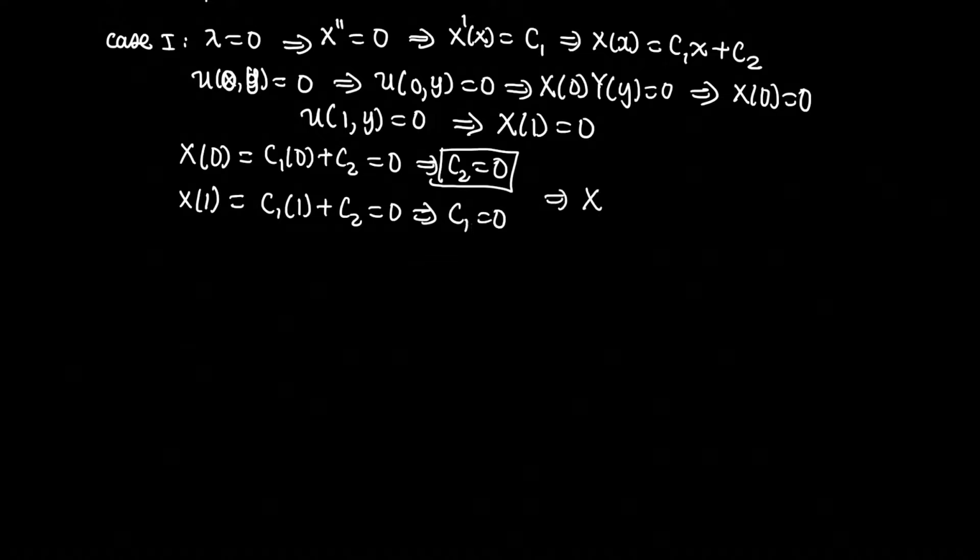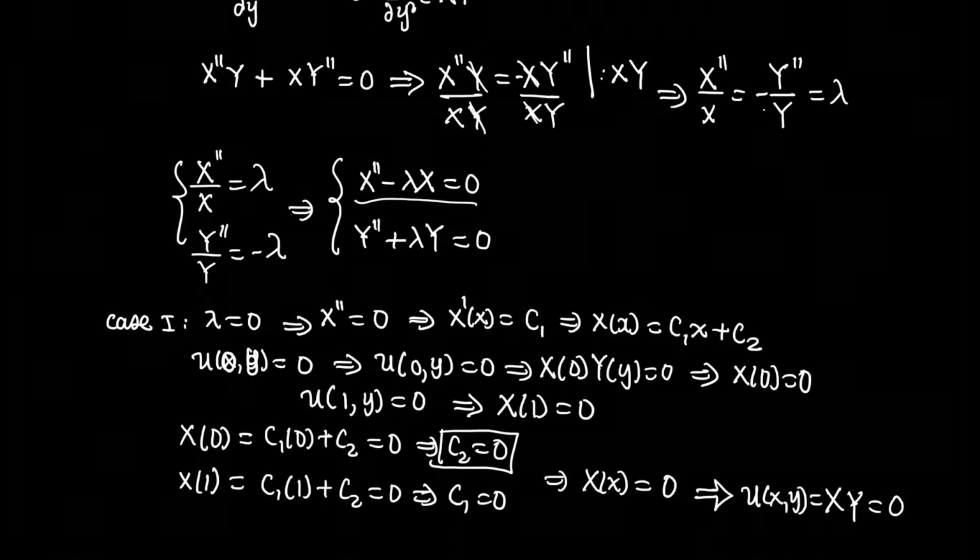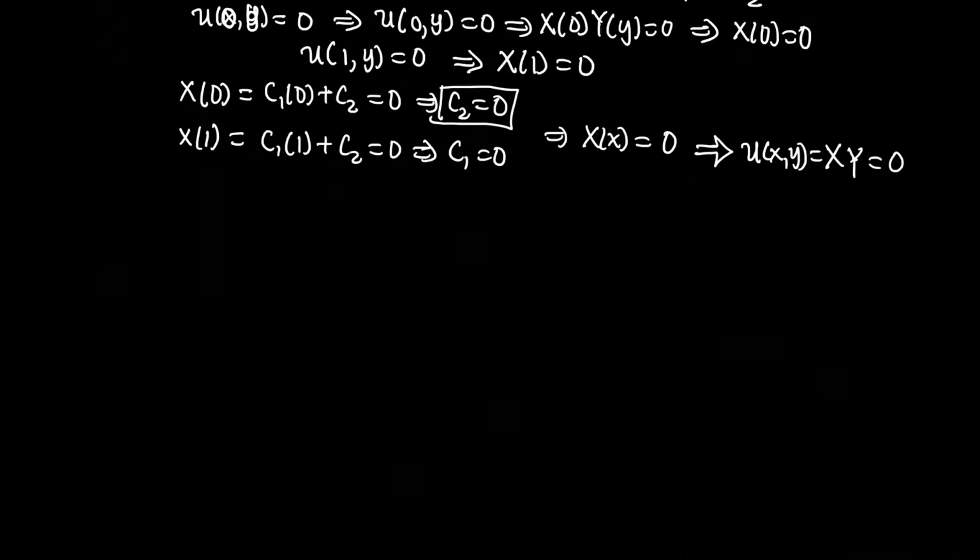Then X, which is c1 x plus c2, is going to be just 0. As a result, u(x, y), which is X times Y, is going to be just 0. So I don't have a solution here. Okay, now I'm going for case 2.